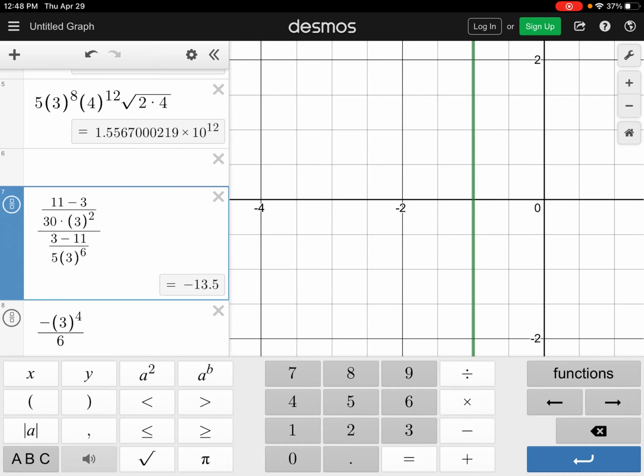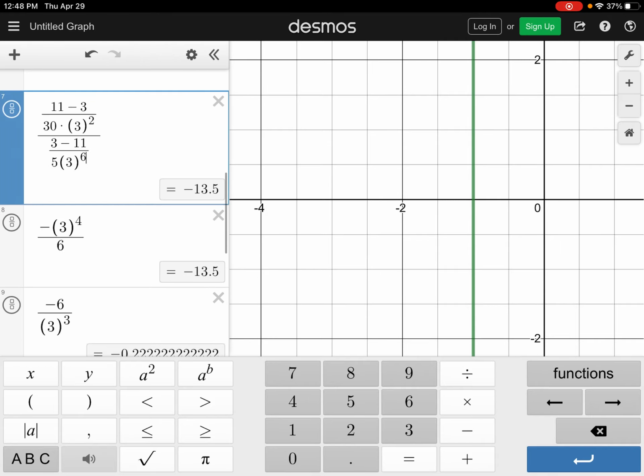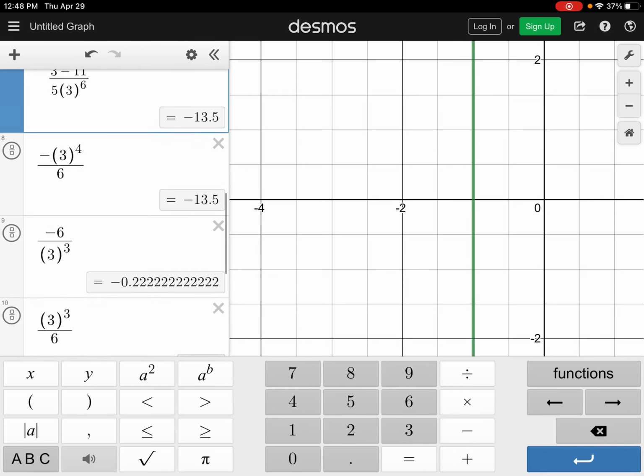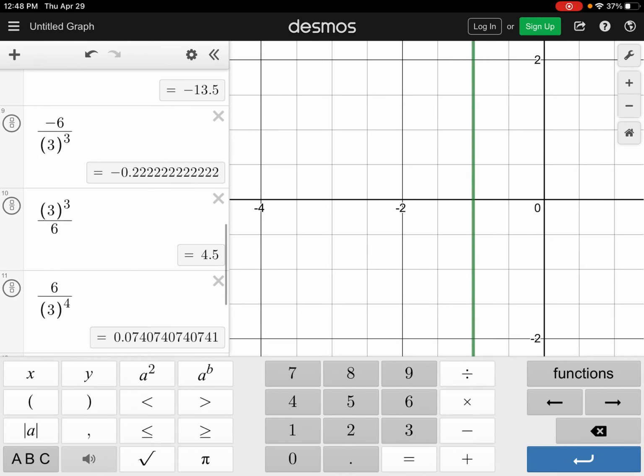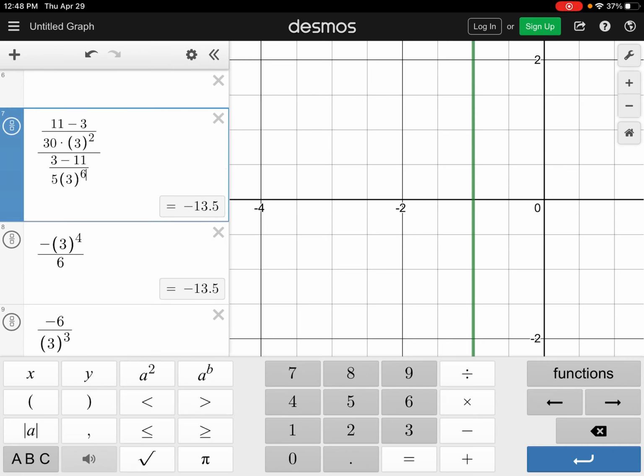And I get negative 13.5. So now I'm going to look at each of the answers. I already have them plugged in because otherwise it would take a while. So we have number 8 is A, 9 is B, 10 is C, 11 is D. And it looks like it's A. So A is going to match up.